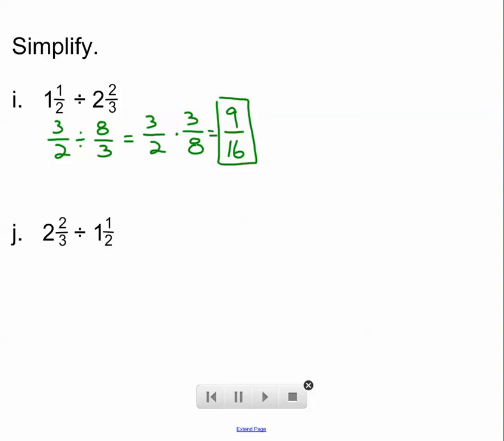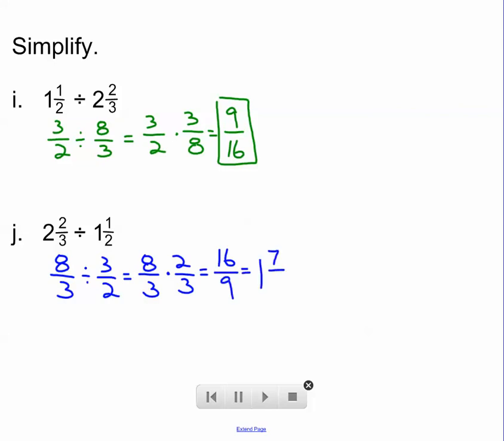J, same thing. We got to turn these into improper fractions. We've already done that up here. 2 2/3 is 8/3. 1 1/2 is 3/2. Instead of dividing by 3/2, we'll multiply by its reciprocal, 2/3. No simplifying occurs here. We get 16/9, and then we'll turn that into a mixed number. 9 goes into 16 once with 7 remaining.